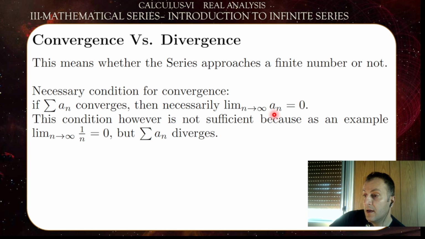Now, this condition, however, is not sufficient. It doesn't necessarily mean that the series is convergent. As an example, the limit of 1 over n as n approaches infinity is equal to 0. However, sigma a_n itself here, which is sigma 1 over n, diverges because you keep adding up values. And we're going to see exactly how it works out and how to explain it.